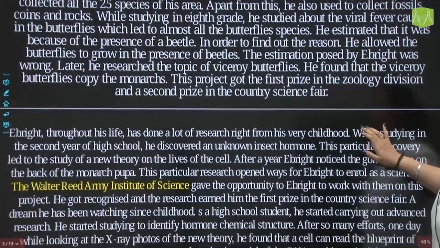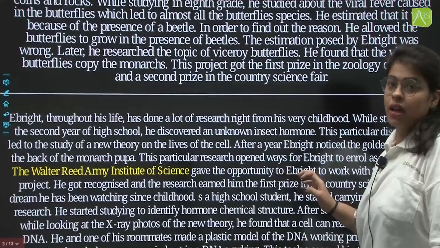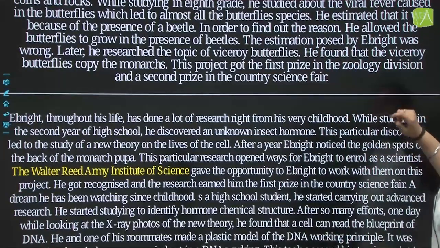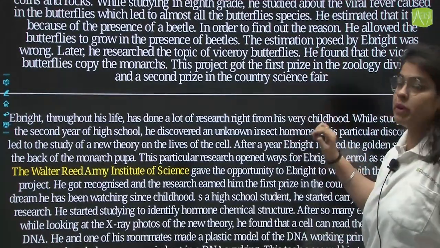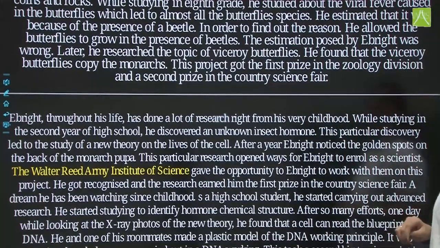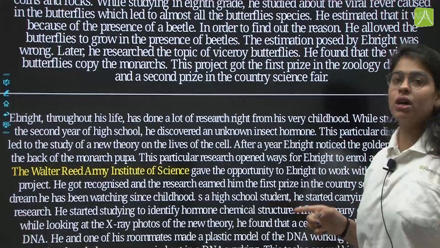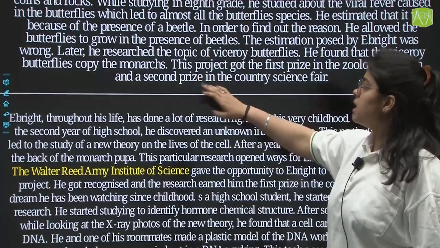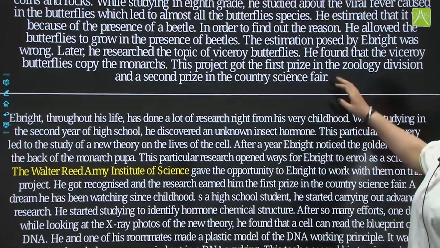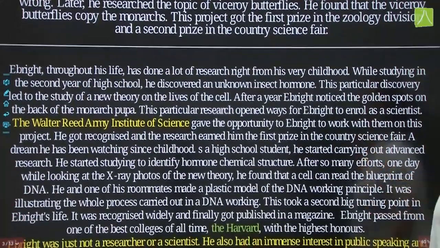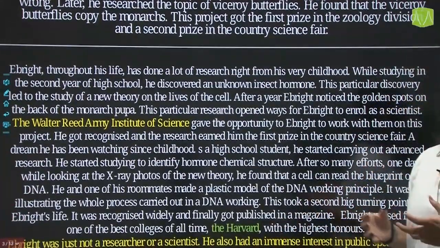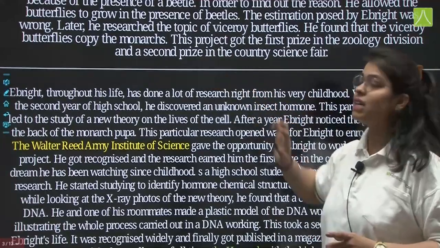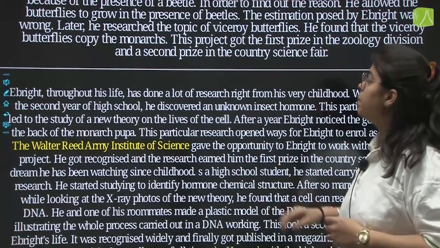He estimated that it was because of the presence of beetles, growing along with the butterflies. In order to find out the reason, he allowed the butterflies to grow in the presence of beetles, and the estimation posed by Ebright was wrong, because it was found out later that beetles do not harm butterflies in any way. In later years, he researched the viceroy butterflies. He found that the viceroy butterfly copies the monarch. Why? Because birds do not like the taste of the monarch, and therefore the viceroy copies the monarch to save itself from being preyed upon by birds.